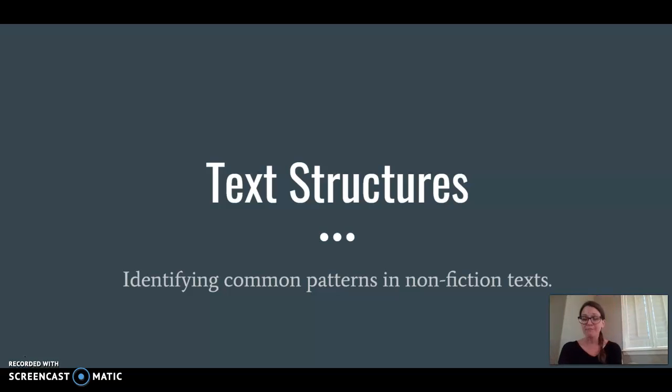So we're actually going to start pretty easy with this whole online learning thing. So don't worry, we're going to take it slow. Today we're going to learn about one of the several types of text structures we can be on the lookout for when we're reading nonfiction text.